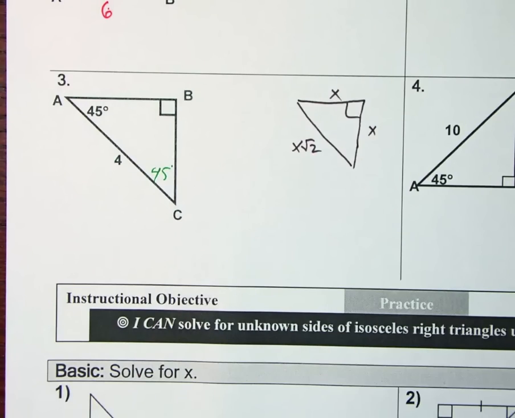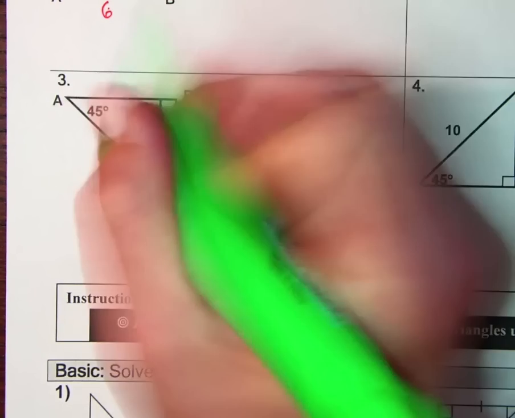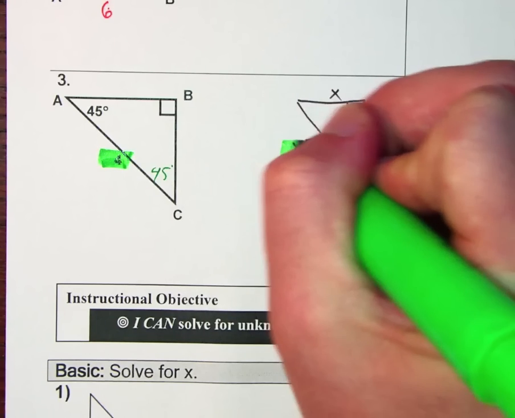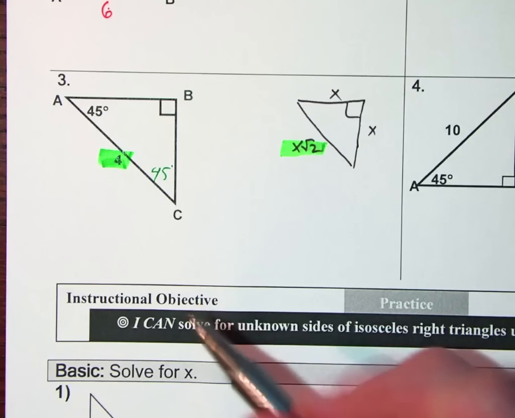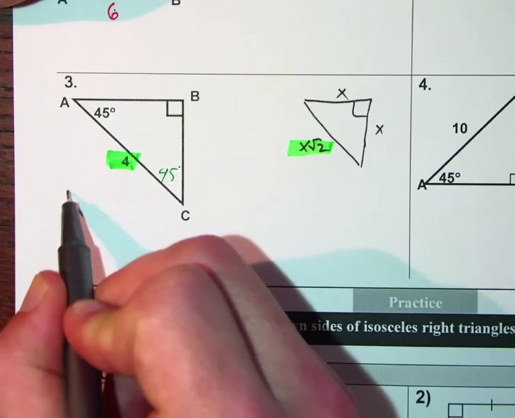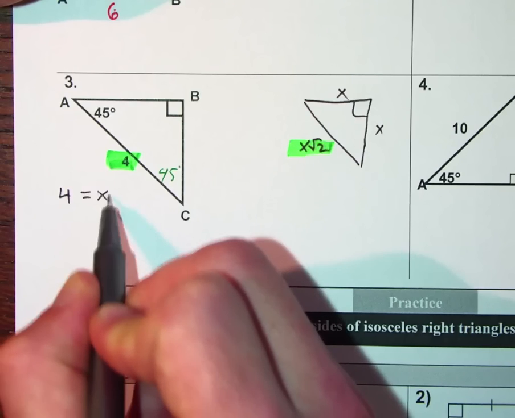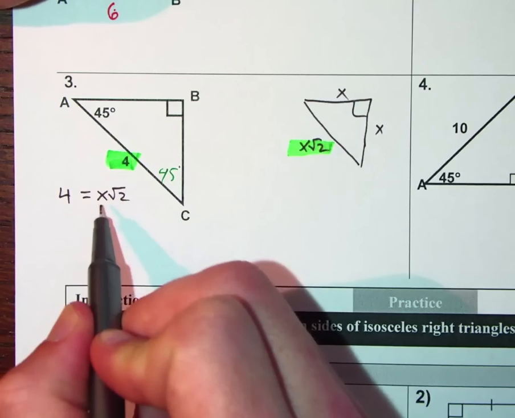So this is the hardest part, the hardest version, okay? If you take a look, this side right here is a 4. It's supposed to equal x square root of 2. That's the relationship. So what you want to do is go off to the side, and actually write that out. Like, listen, 4 is supposed to equal x square root of 2. They're supposed to be the same. Let's go ahead and solve for x.